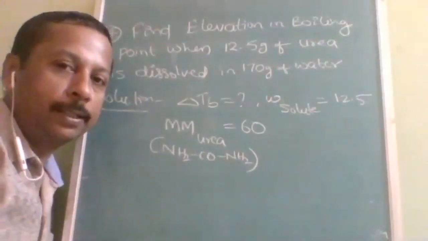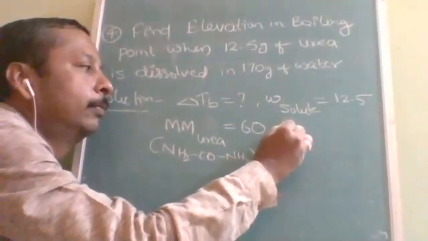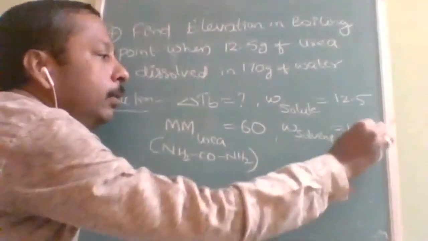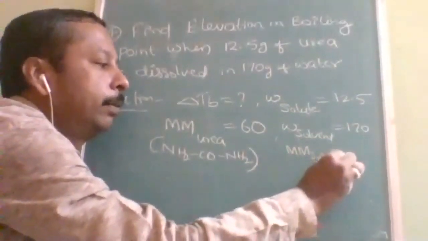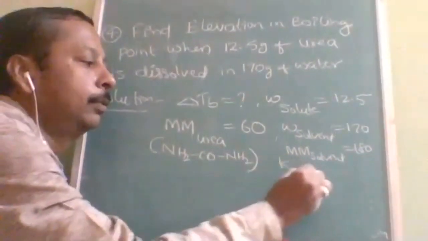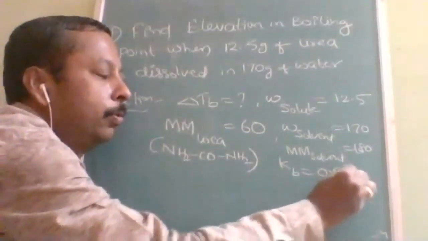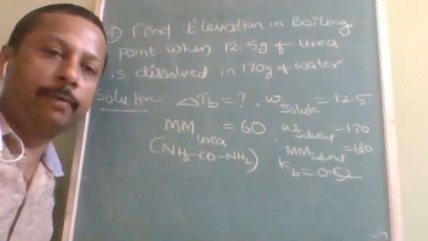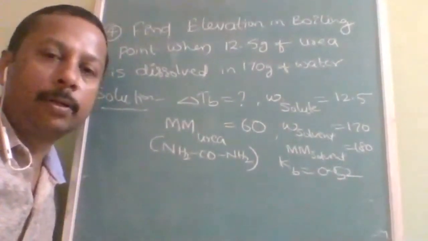Then 170 grams of water, that is the mass of solvent. Mass of solvent is equal to 170. Molar mass of solvent is not required, but if required, you can write it as 18. And after doing so many numericals, so many models, KB should already be known to you. KB of water, KB of benzene are frequently asked, so better to remember them. Okay, so these are all the things given.